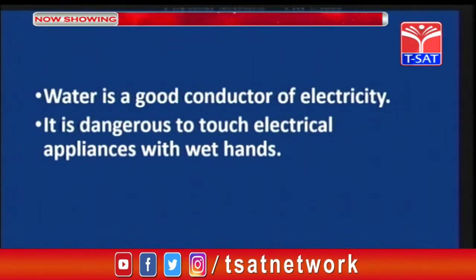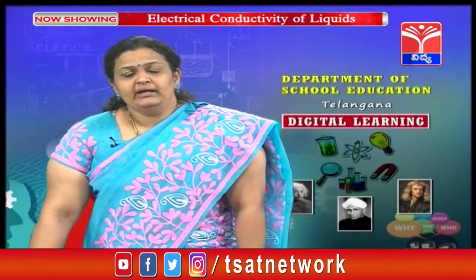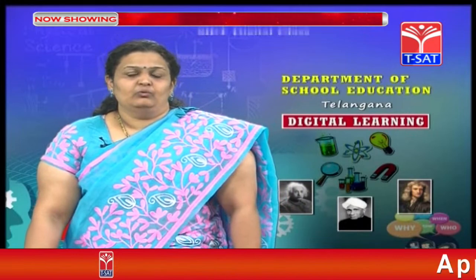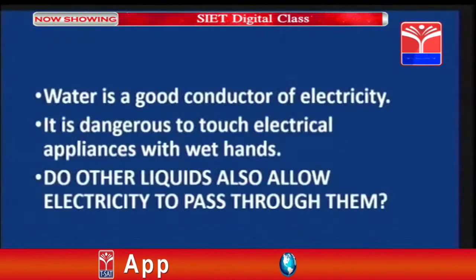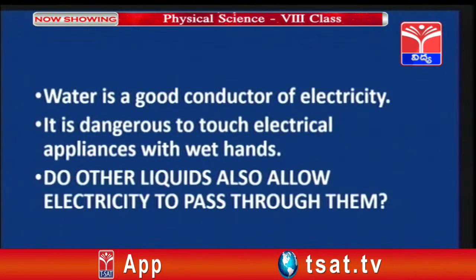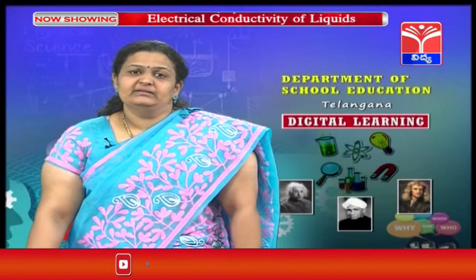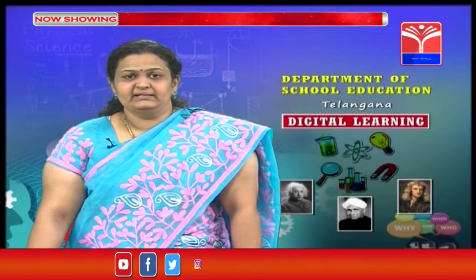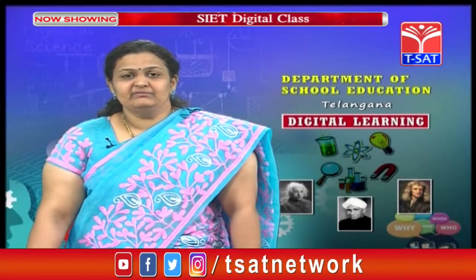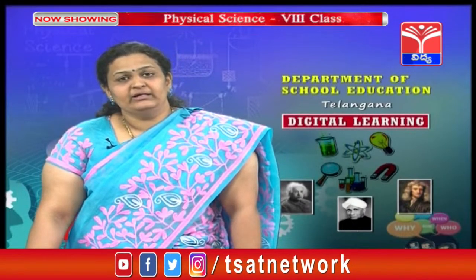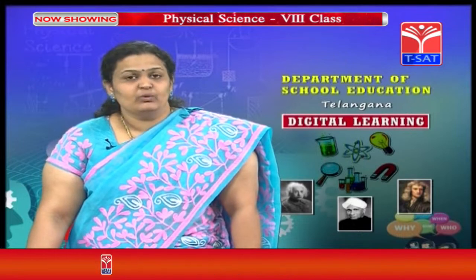Very, very dangerous, children. Then, like water is a liquid, what about other liquids? Do other liquids also allow electricity to pass through them? Let us try to see this with another activity. Children, observe the activity carefully and keep noting down whatever you are observing.